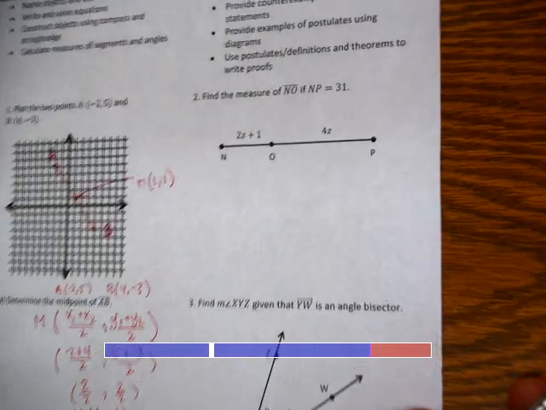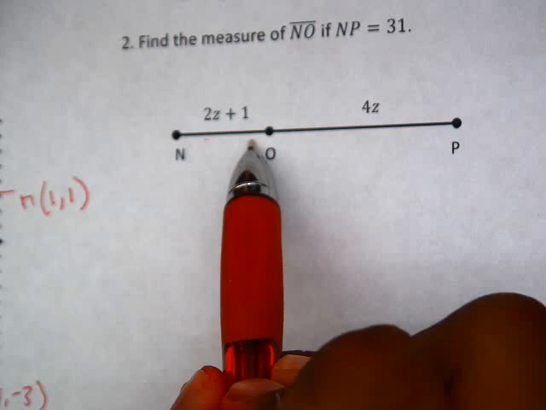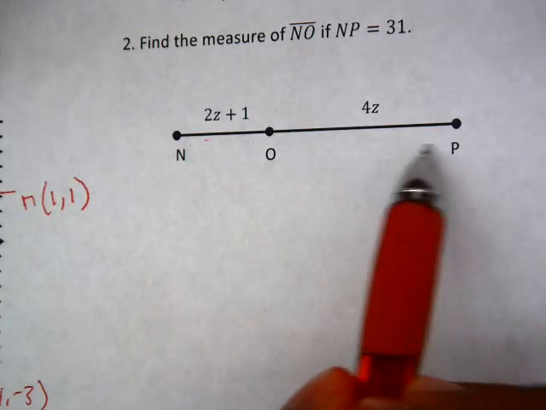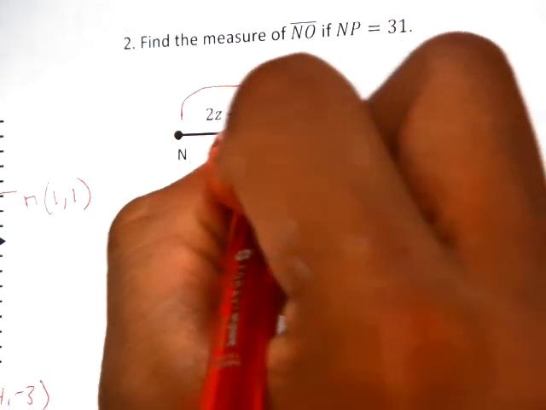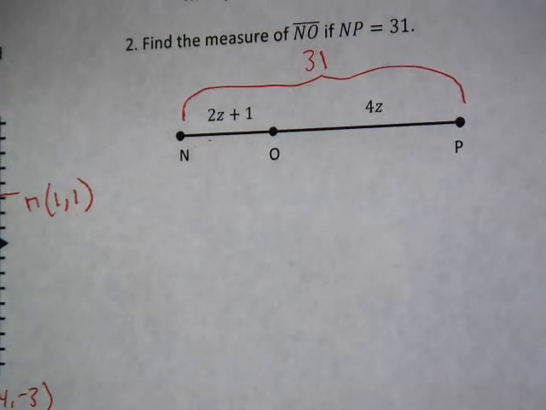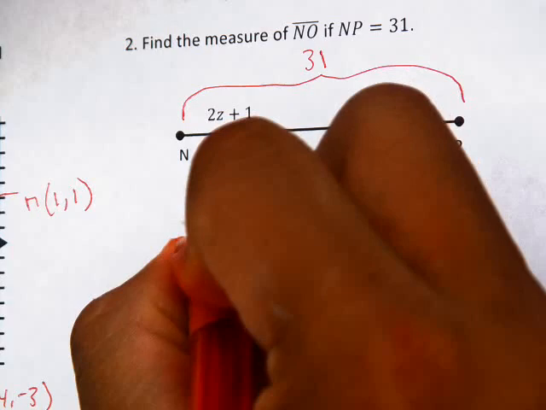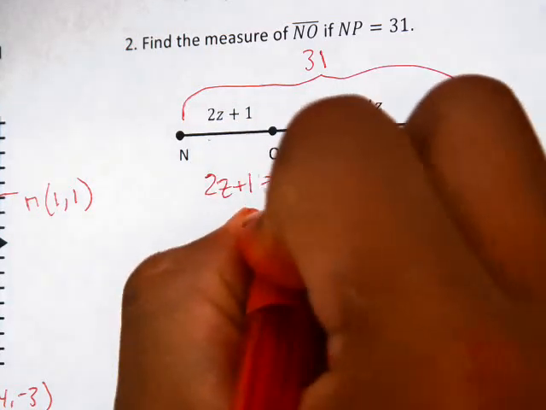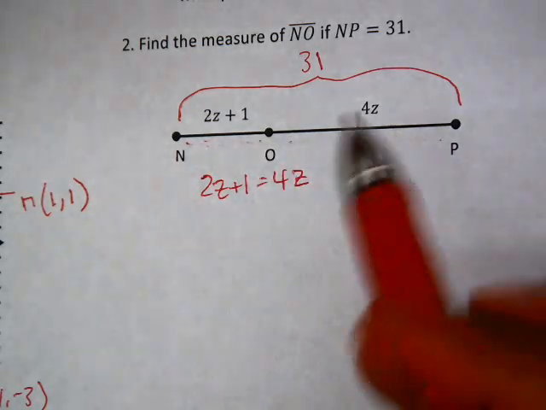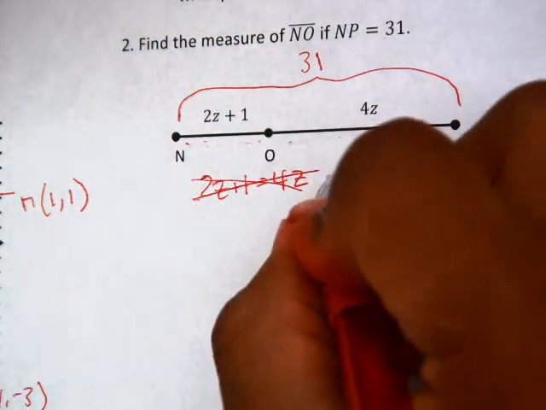And number 2, I'm supposed to find the measure of NO, this length, if this whole length, NP, is 31. So let me write that there. This whole length here is 31. Now, some people who don't think about this problem will try to say 2z plus 1 equals 4z. Well, if you look at the picture, this length does not look like it's equal to that length, so that can't be right. So some people were like, okay, let me add those.